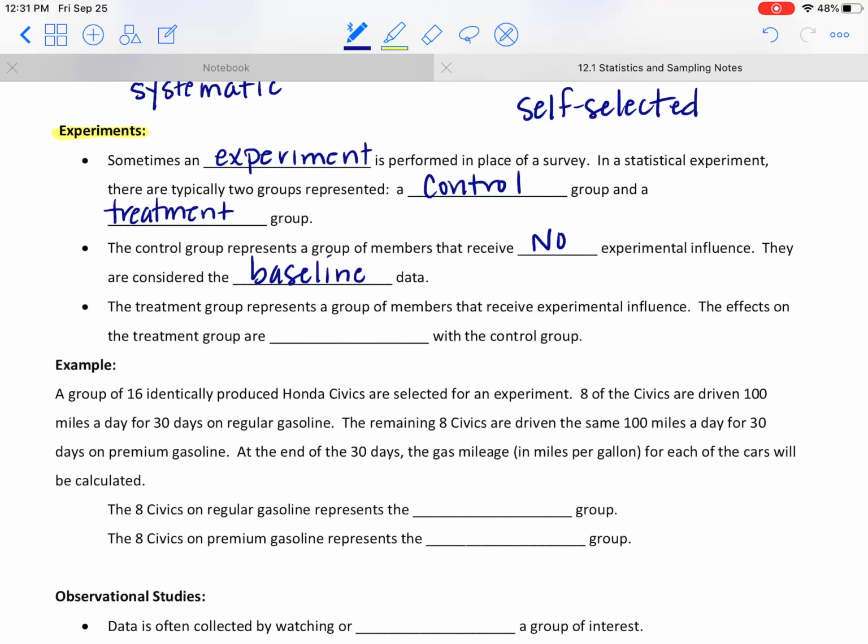So you've got the control group, no experimental influence. They're part of the experiment just to create baseline data, and then you have the treatment group. Those would be the ones that do receive experimental influence, like the 5,000 that do get the new allergy medication, and the effects on the treatment group are compared to the control group.